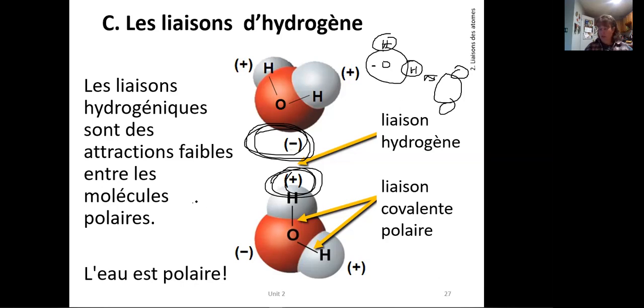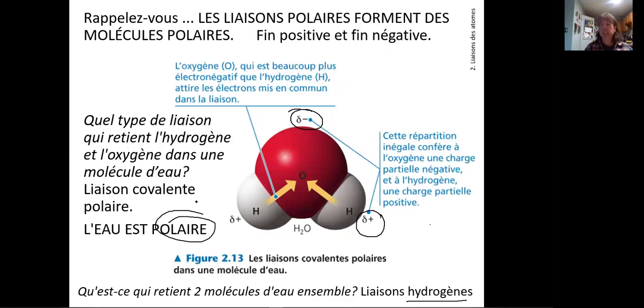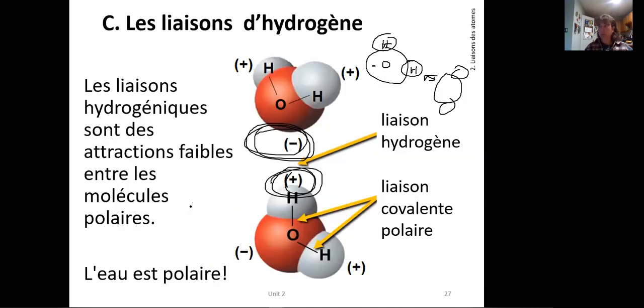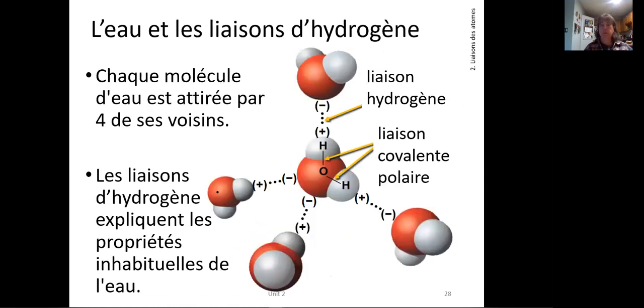So remember that the water molecule itself has polar bonds. But between two water molecules, we have hydrogen bonds. Each water molecule is attracted to 4 of its neighbors. Hydrogen bonds explain the unusual properties of water. And these unusual properties give us life.